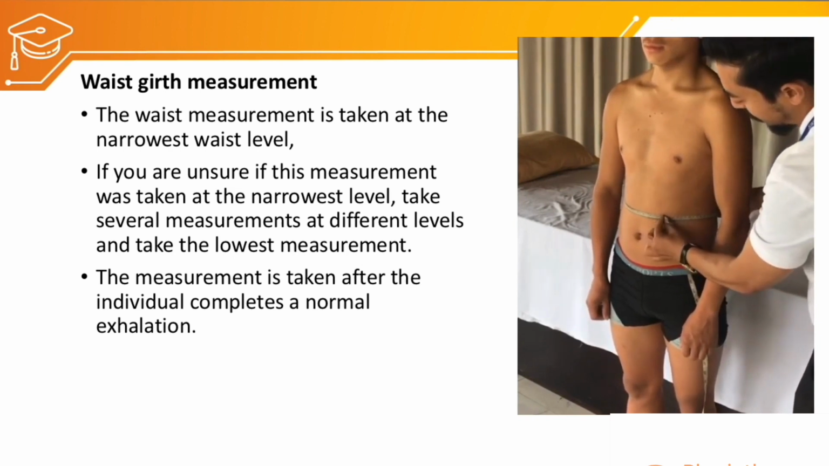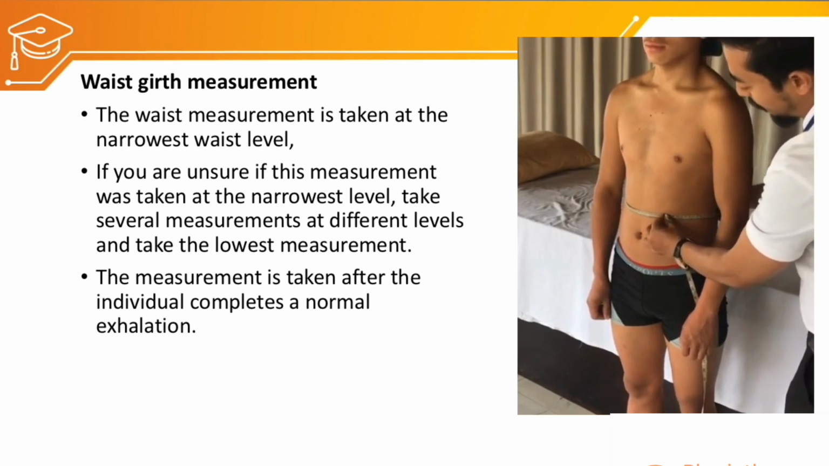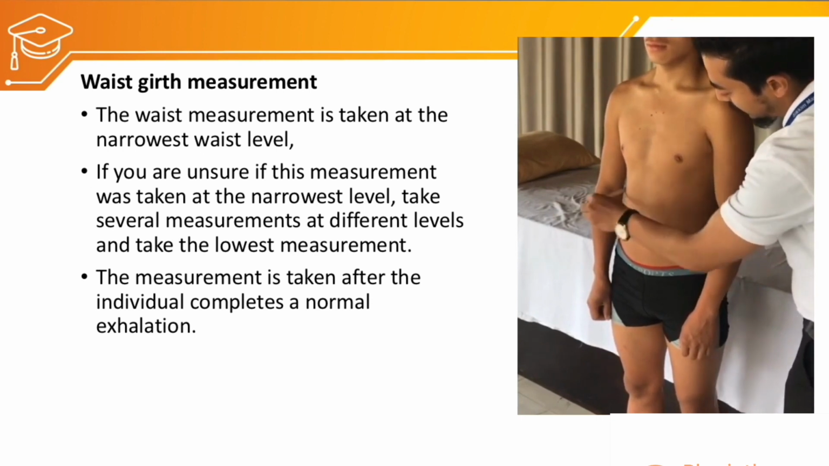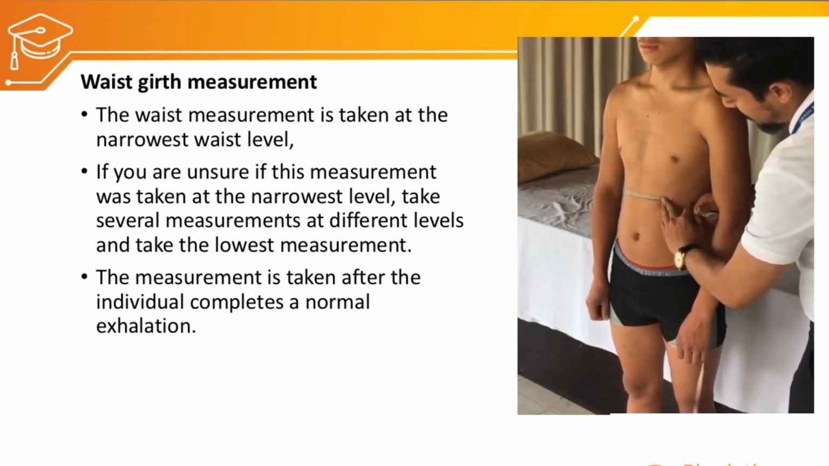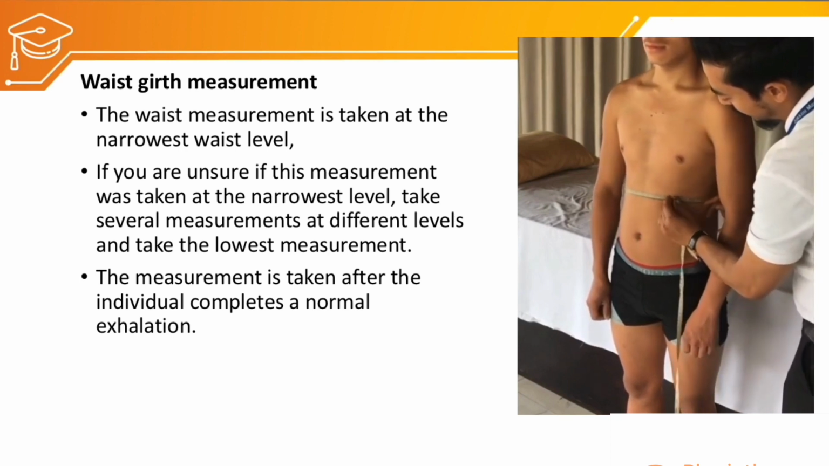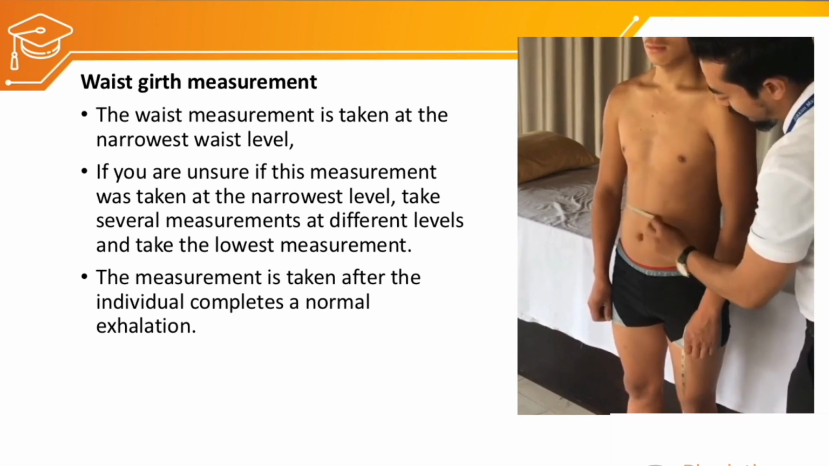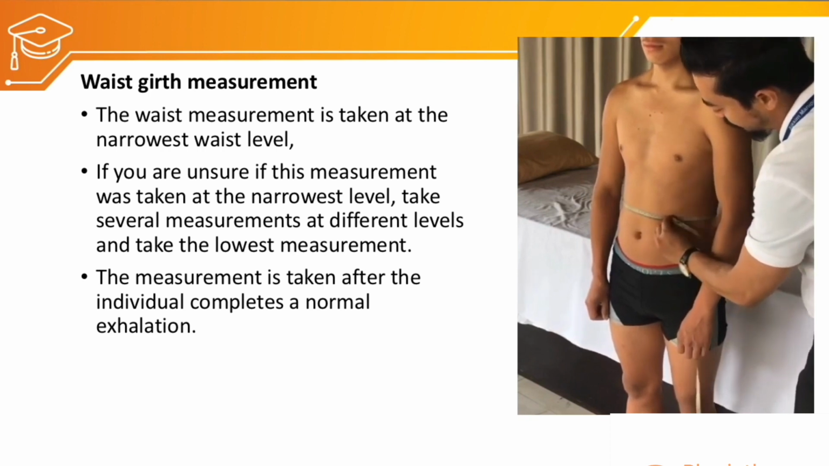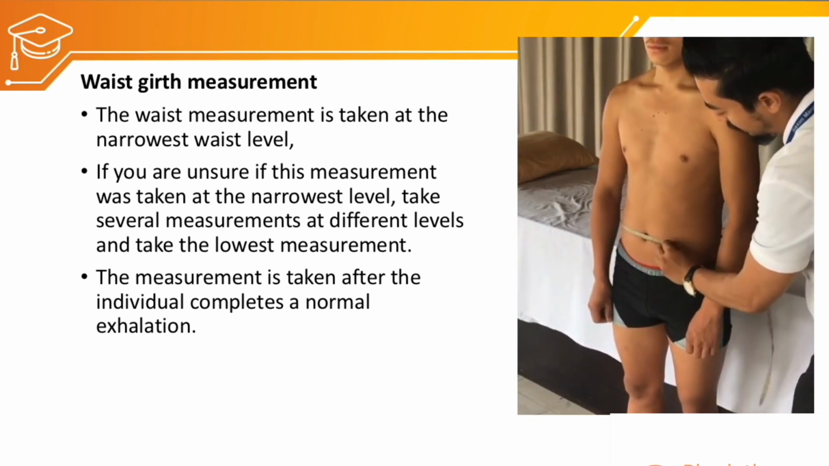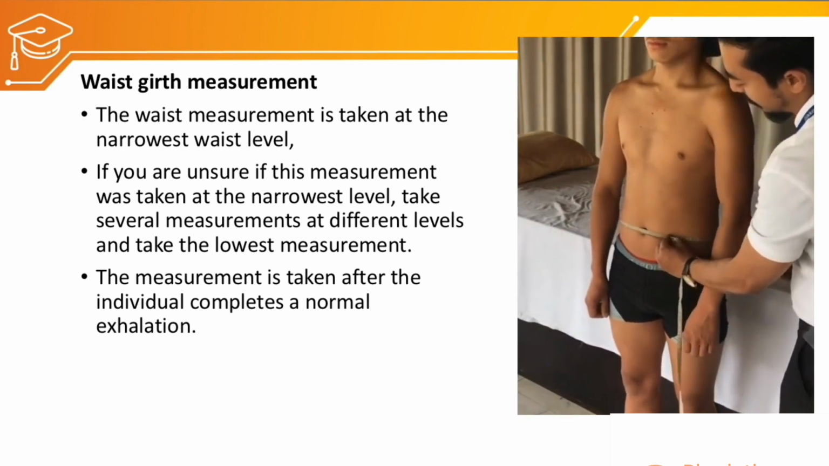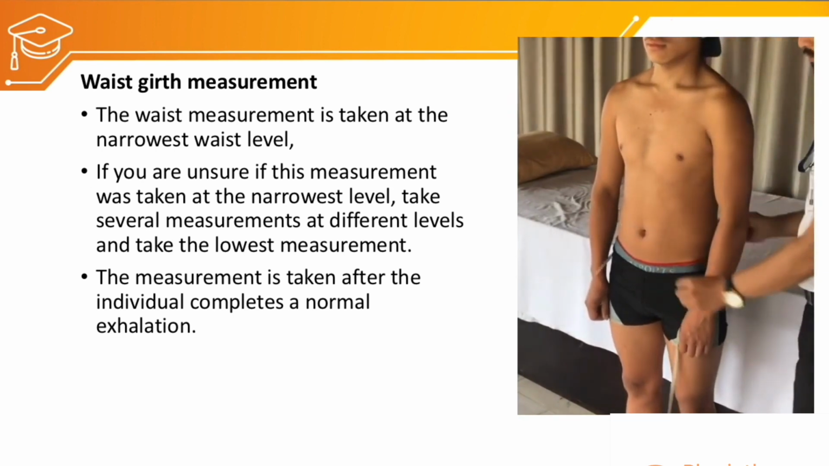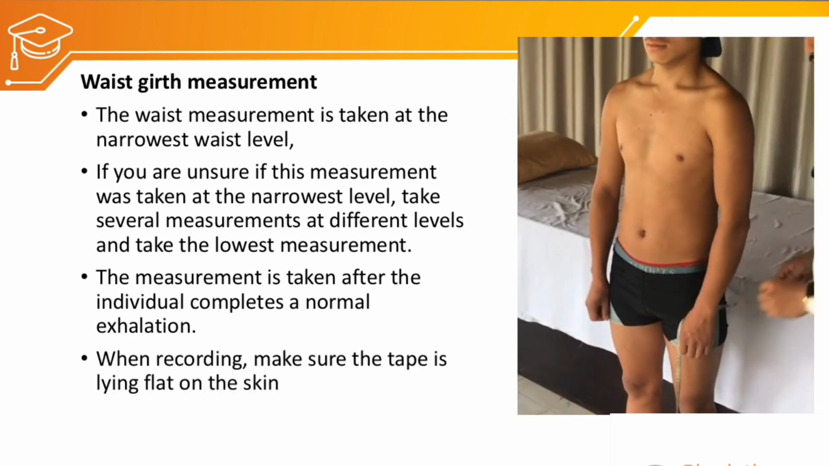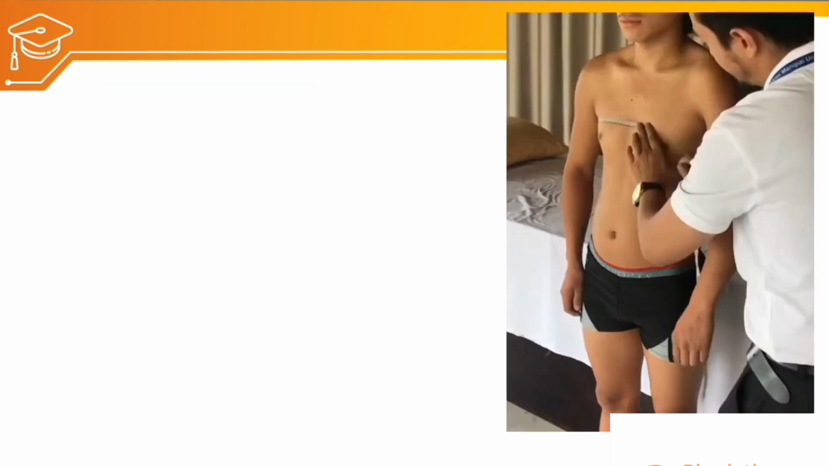Now, if we are unsure that this measurement was taken at the narrowest level, several measurements have to be taken at different levels. One can be just above the narrowest level, one at the narrowest level of the waist, and a third just below the narrowest level or at the level of the umbilicus. When recording, we have to make sure that the tape is lying flat on the skin surface and it has to be parallel to the ground and perpendicular to the spine.